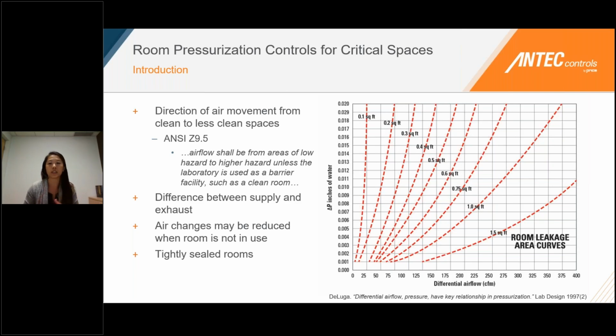And the reason for this is because we don't want any of the potentially contaminated air or fume hood exhaust to leak back into the building and affect other users in that space. So again, we want to make sure we have that direction of airflow from clean, the corridor, to the lab space itself, out the exhaust.